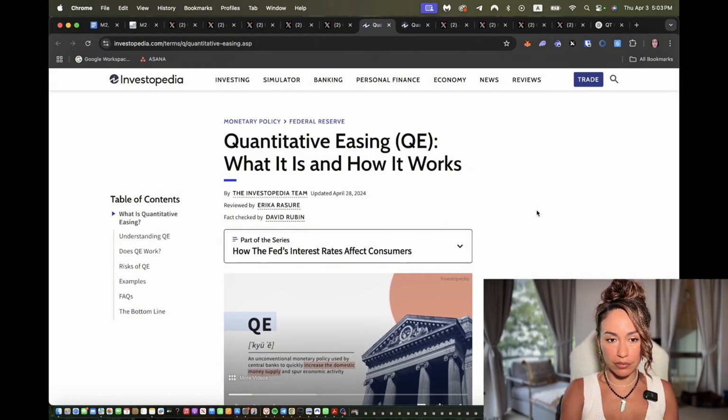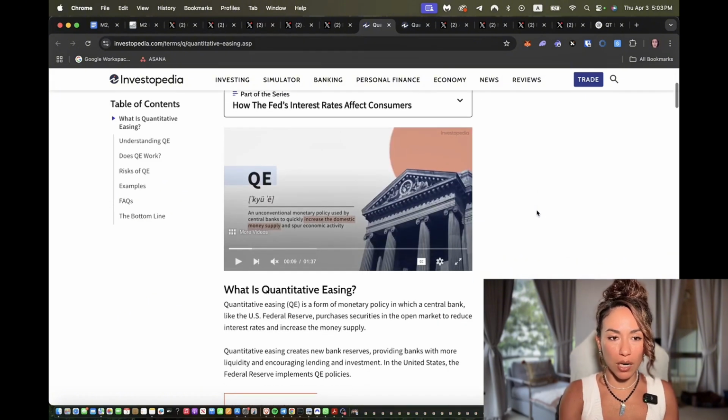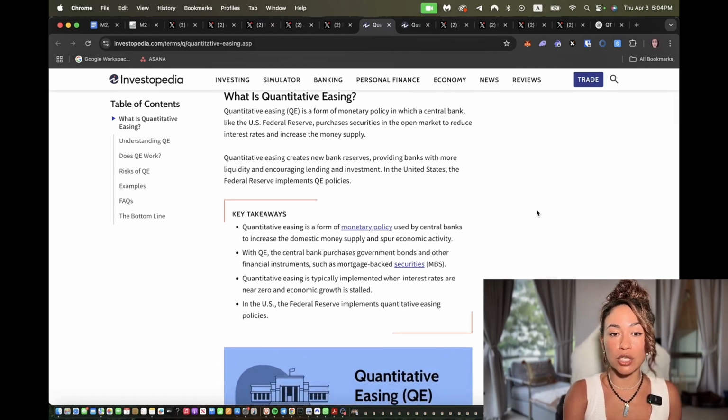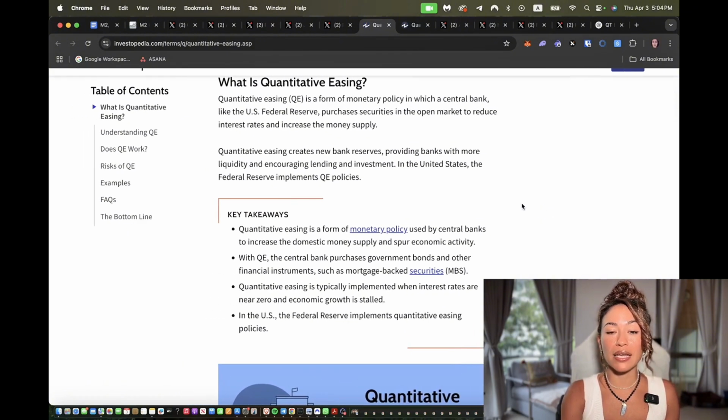So here I looked up for you quantitative easing, QE, what it is and how it works. Quantitative easing is a form of monetary policy in which a central bank, like the US Federal Reserve, purchases securities in the open market to reduce interest rates and increase the money supply. Quantitative easing creates new bank reserves, providing, and this is what you need to remember from all of this, providing banks with more liquidity, more money to lend to their clients, right?